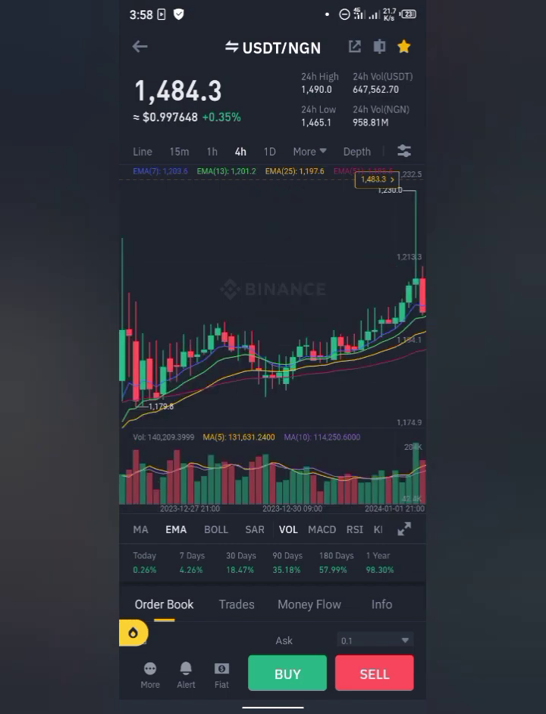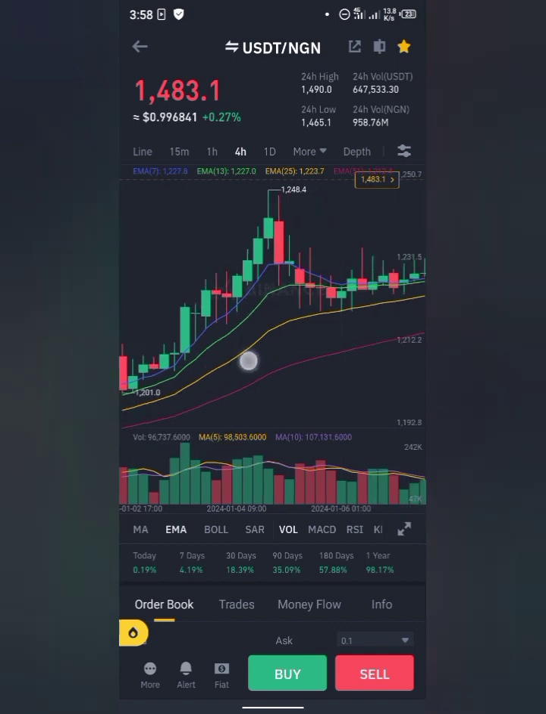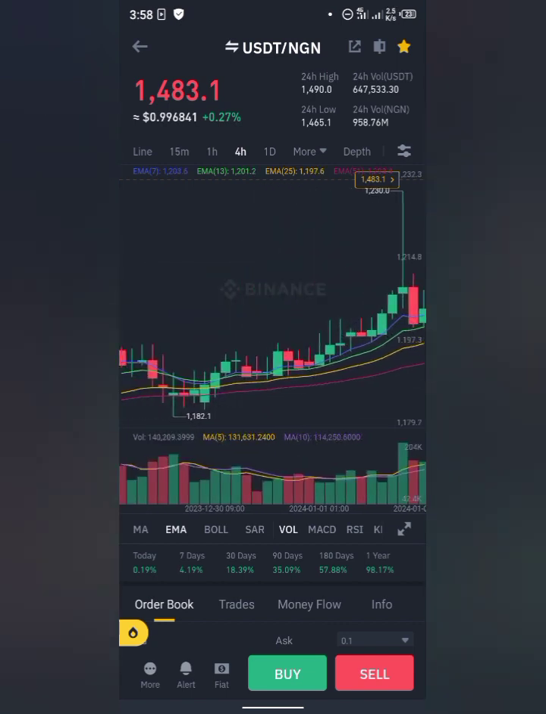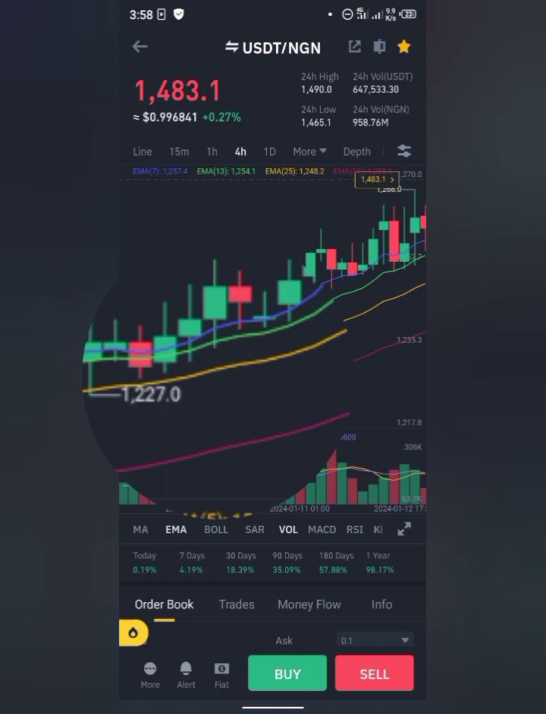So you wait a little bit and you wait for when it's showing a sign that, okay, it wants to rise back. Like for example here, you wait again. So if it has crossed them back, if it has gone up again, then you can now buy and wait for the next time to make a lot of profit.